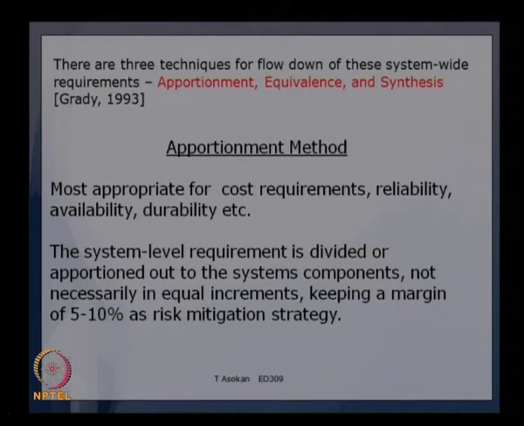So, if you want to avoid the risk at a later stage, keep a 5 to 10% margin, and this margin will be used at a later stage to see whether any particular risk is coming from any other component. That can actually be compensated using this method, that is the apportionment method.